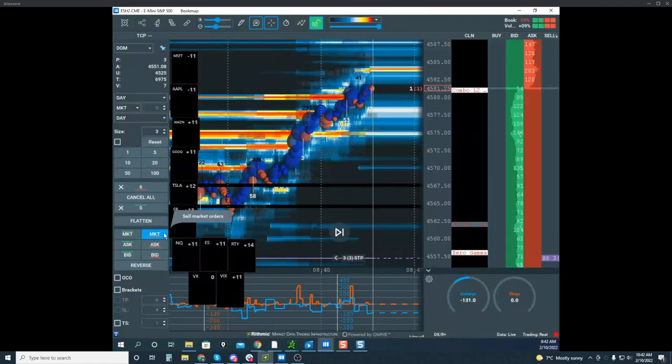I mean, this is right at the lug, 81.50 or 81.25 was the lug. What do you got, ES?